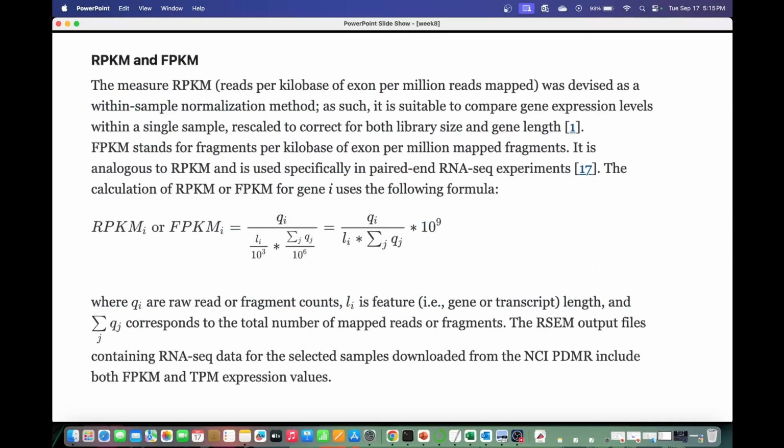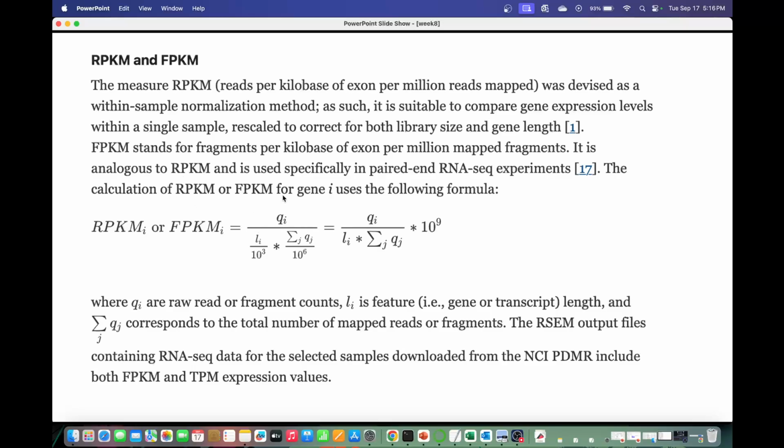So the first couple of metrics are the RPKM and the FPKM. RPKM is reads per kilobase per million reads mapped, and FPKM stands for fragments per kilobase of exon per million reads mapped. So what is RPKM? It is a normalization method suitable for comparing gene expression levels within a single sample, rescaled to correct for both library size and gene length. FPKM stands for fragments per kilobase of exon per million mapped fragments. It is analogous to RPKM, and it is used specifically in paired-end RNA-seq experiments like Illumina.